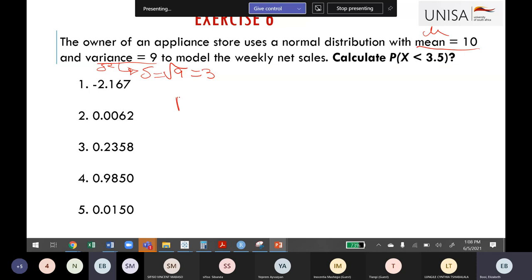Then we need to calculate the probability that X is less than 3.5. So you need to find the probability that Z, because we're doing standardized, substitute the values. I'm just writing the formula for you. You just continue.